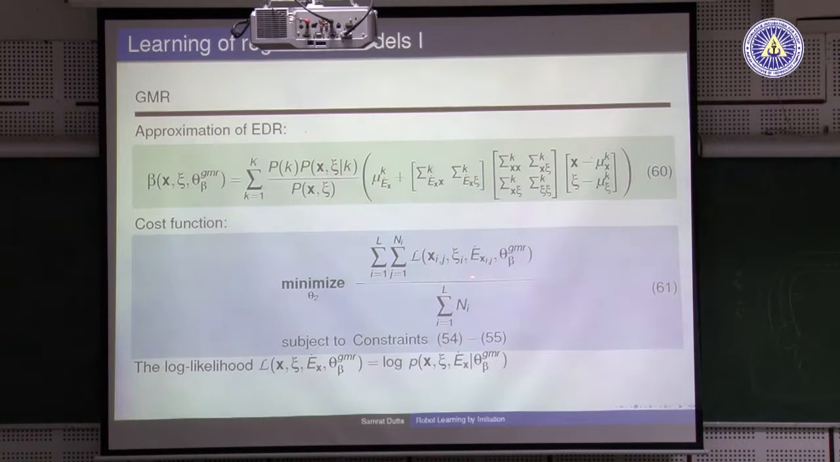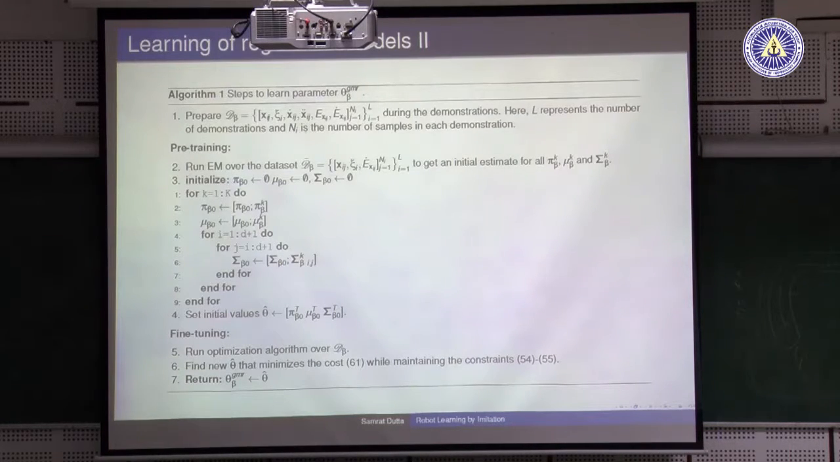So, that is the log likelihood of the data set, where we minimize the negative of the log likelihood, and we fine tune the parameters of beta. And this is the algorithm where we learn the parameters. Theta beta basically represents the parameter of the beta function in the GMR based model. So, here this is my data set, which I get while presenting the demonstrations.